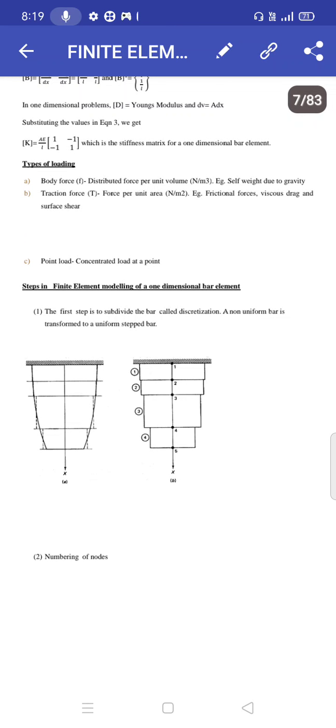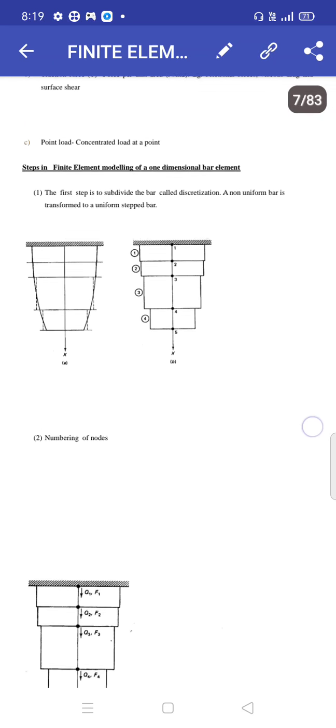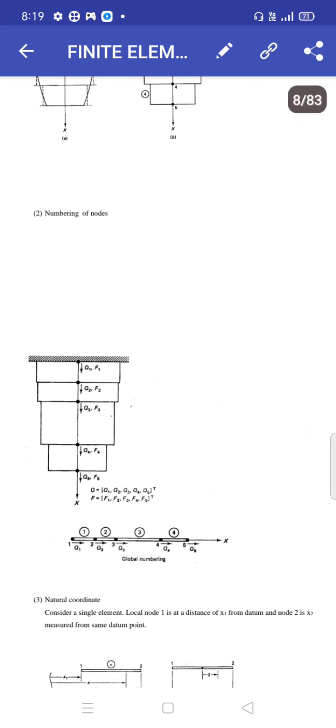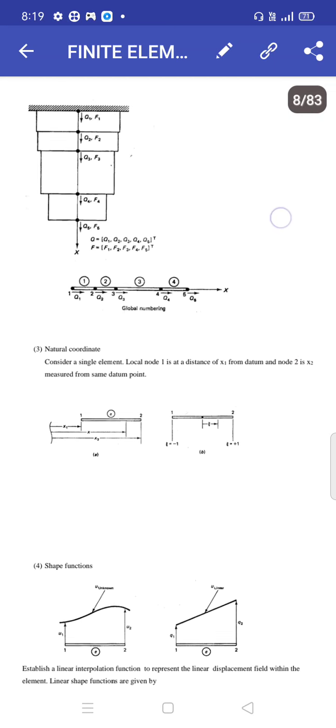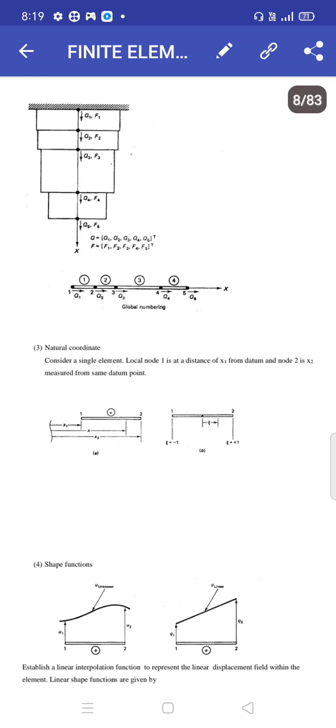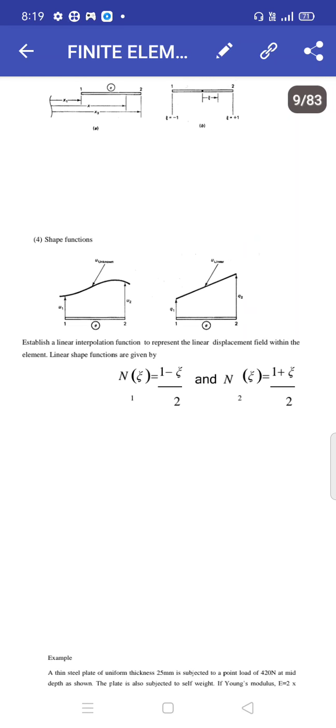Steps in finite element modeling of a one-dimensional bar element. The first step is to subdivide the bar, called discretization. A non-uniform bar is transformed into a uniform taper bar. Second one, numbering of nodes. Third one, natural coordinates. Consider a single element. Local node 1 is at a distance of x1 from the datum and node 2 is at x2 measured from the same datum point.